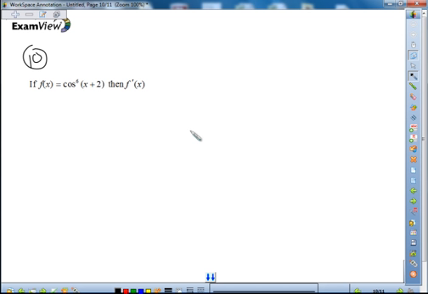Number 10 is very similar to number 4. You're just going to have to use the chain rule.